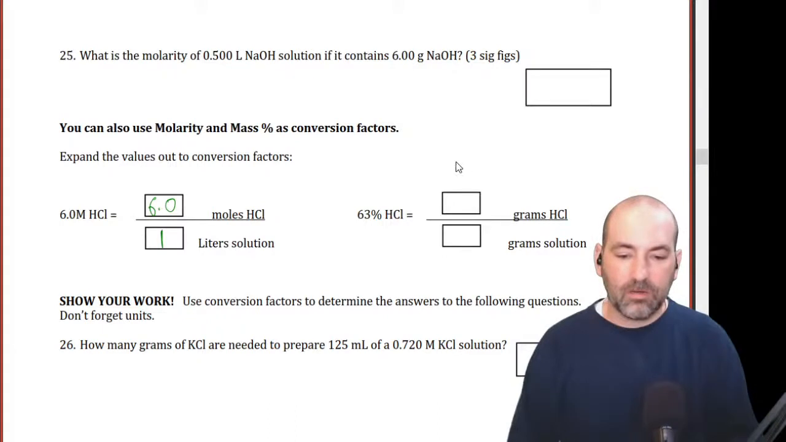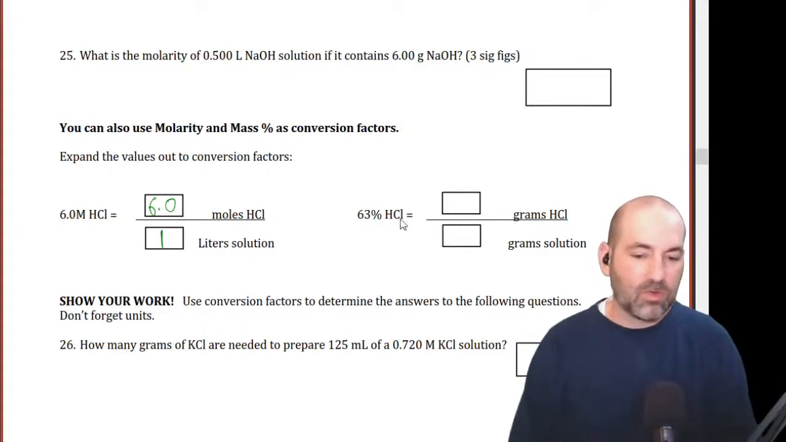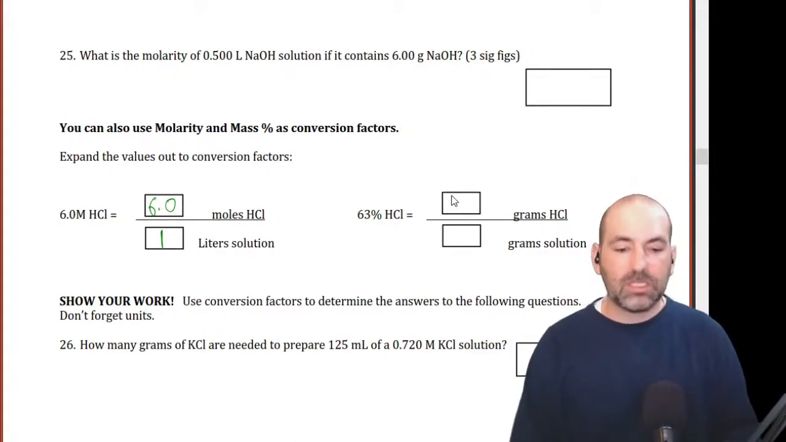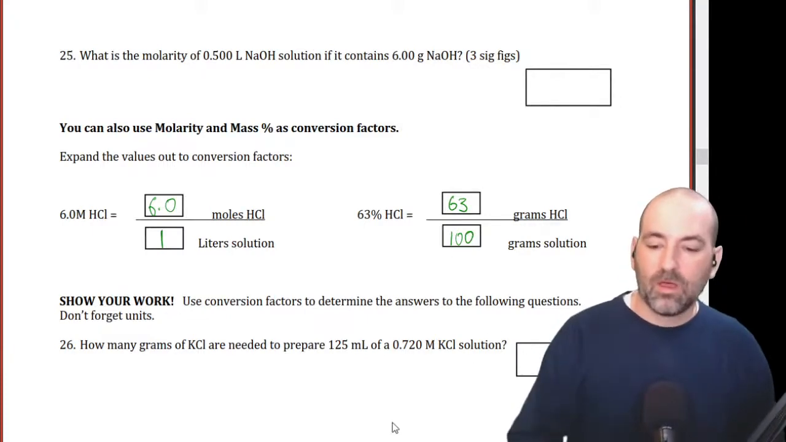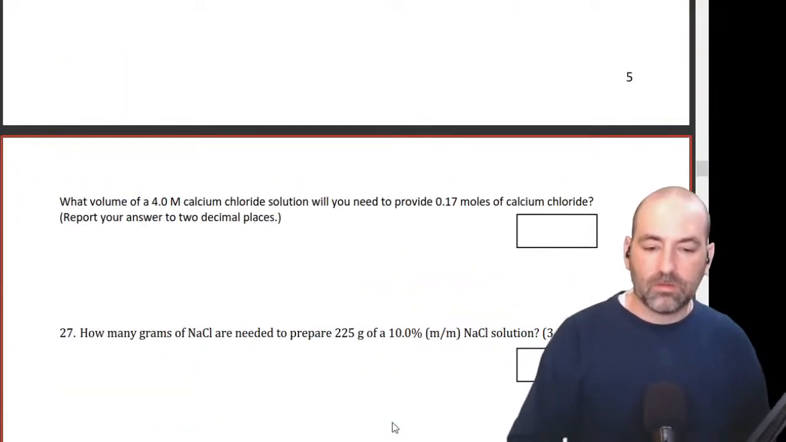We can also do it with mass percent. So if we have a 63% HCl, percent means per 100. That means we're going to have 63 grams of HCl per 100 grams of solution. So let's look at a couple examples.